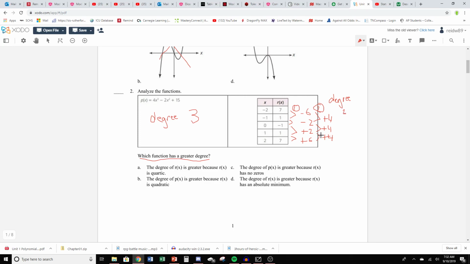This one's a degree of 3, so we're going to say P of x has a larger degree. So we need to find that. P of x is a greater degree because R of x is a quadratic. That is true. When this has a 2, that means that it is a quadratic. So our best choice is that one.